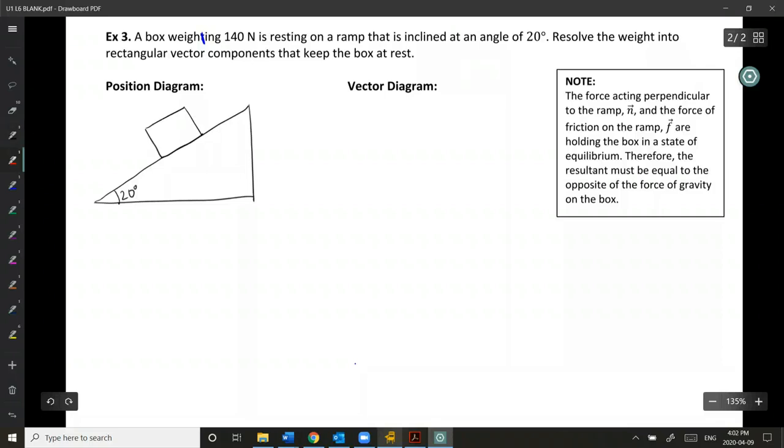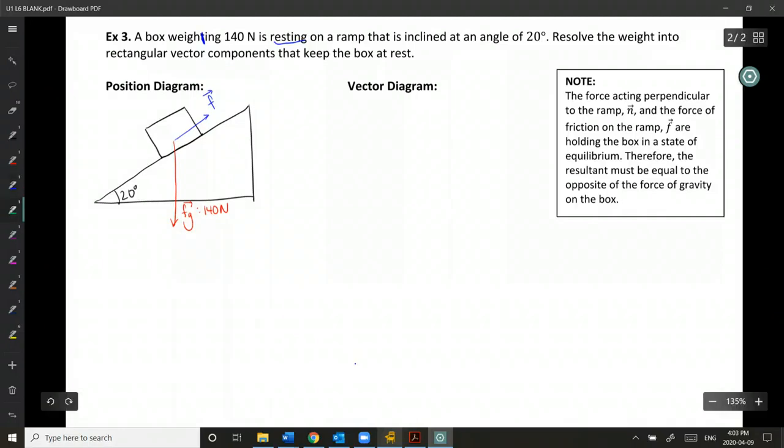Okay, when we're given weight, we're basically given the force of gravity. And in this case, that's 140 newtons. There's a couple other forces that are acting on the box here to keep this in a state of equilibrium. Remember, this says that it's resting on a ramp. So in order to keep this box at equilibrium, we know that the box wants to slide down because of the force of gravity. So we do have a force acting on this, which is basically parallel to the ramp. And this is the force of friction. So often we'll just refer to this as F.